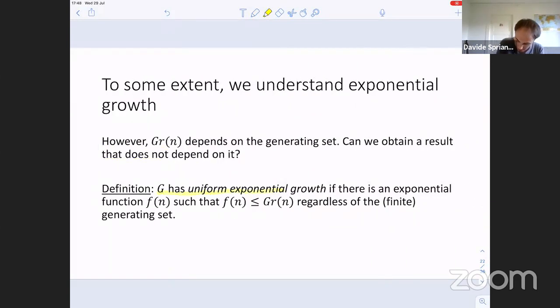So a group has uniform exponential growth if there exists an exponential function such that this function is a lower bound for the growth regardless of the generating set, of course, as long as it is finite. So no matter which generating set you choose, there is a function that is always going to bound your growth. So your growth is always bigger than that function. This is what we call uniform exponential growth.